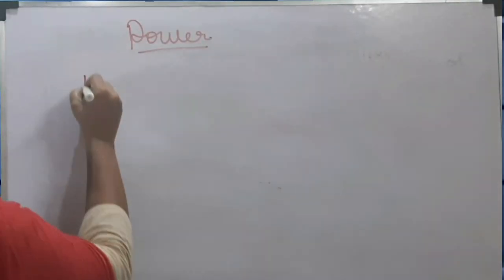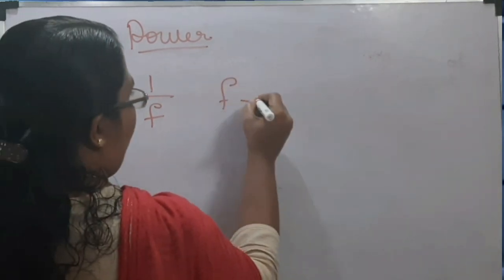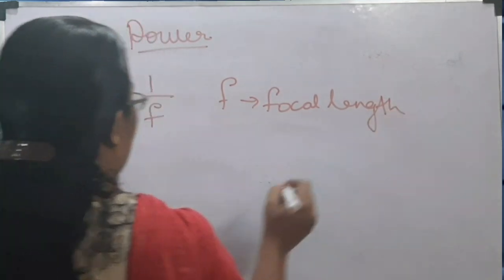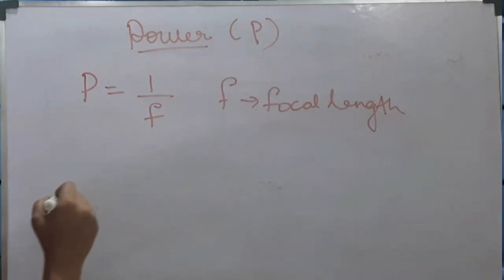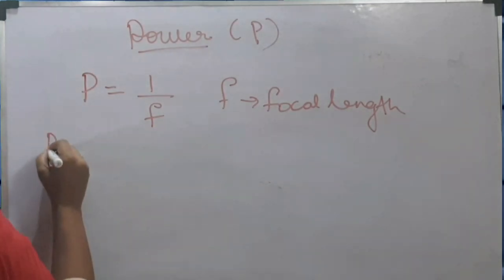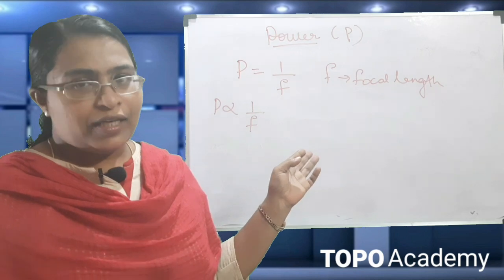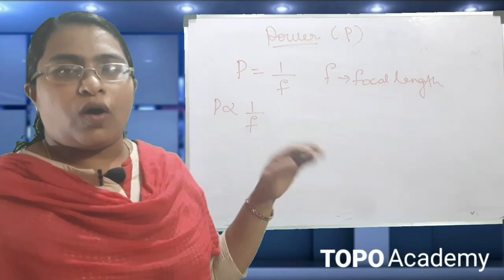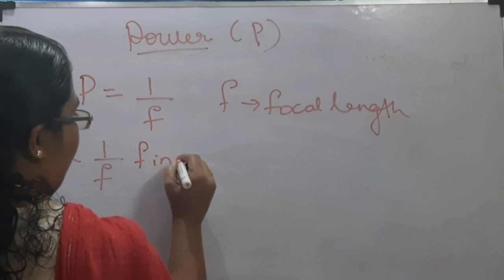The power is equal to 1 by f. What is f? f is the focal length. So P is the power, and the power of a lens is equal to 1 by f. What is the meaning of this? The power and the focal length of the lens are inversely proportional. Inversely proportional means when the focal length increases, the power of the lens will decrease. So if the focal length increases, what happens?